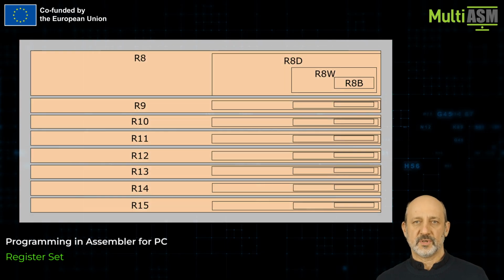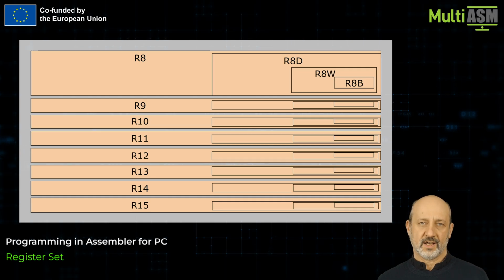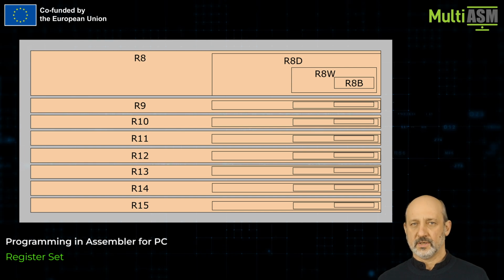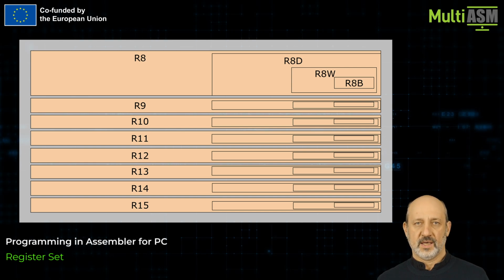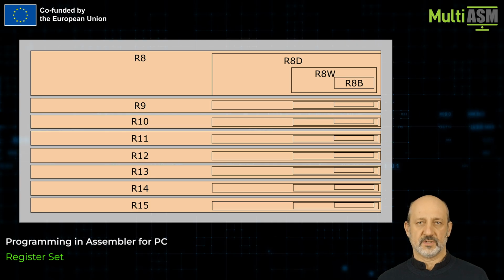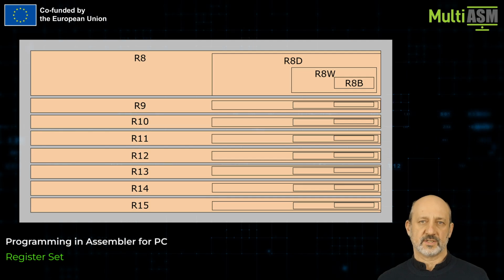In 64-bit machines, additional registers R8 to R15 were added. Here naming is a little bit different. The 32-bit lower order half has a D suffix. The 16-bit lower order quarter has a W suffix, and the 8-bit lower order byte has a B suffix. All these registers can be used as any other general-purpose register to store data, perform calculations, or for indirect addressing.